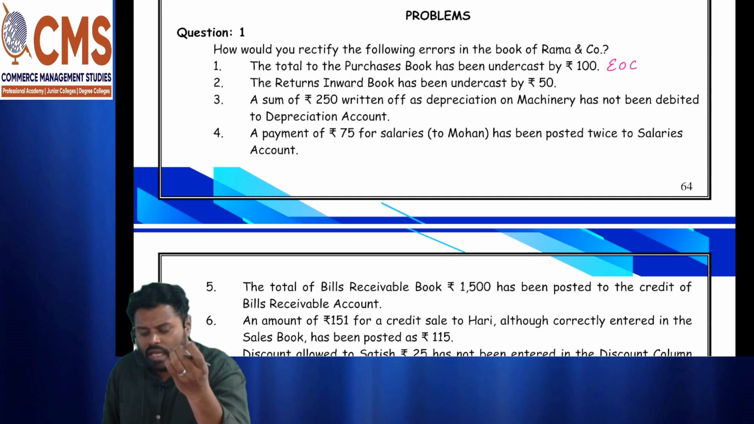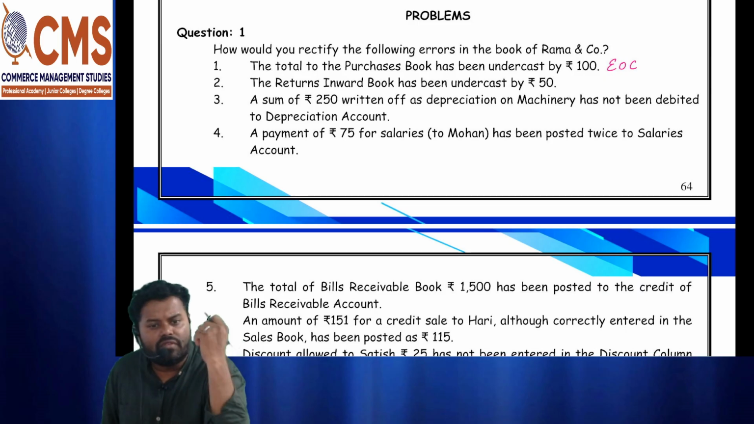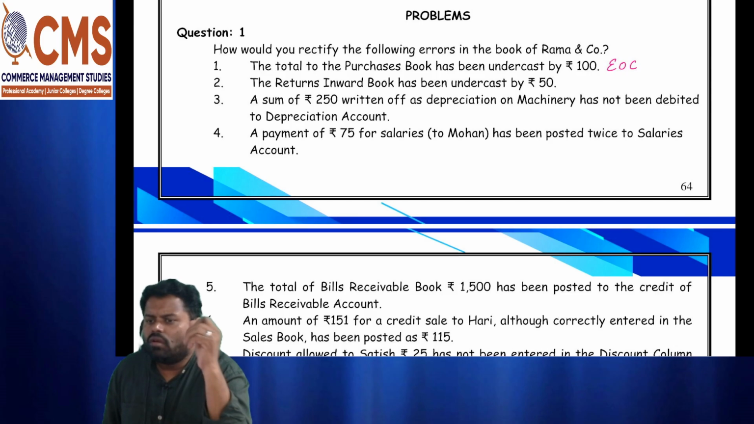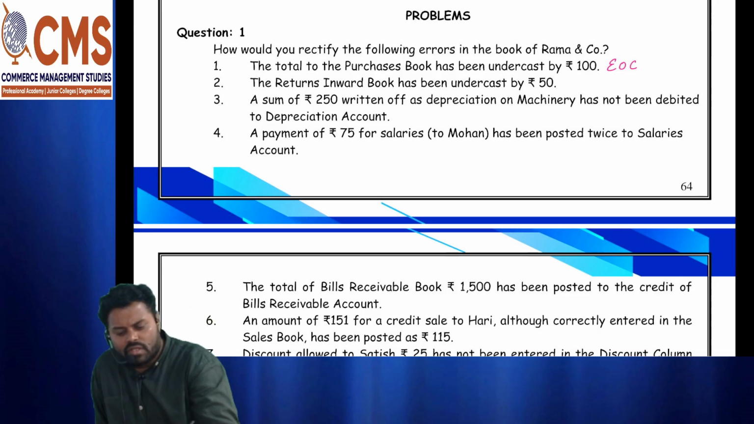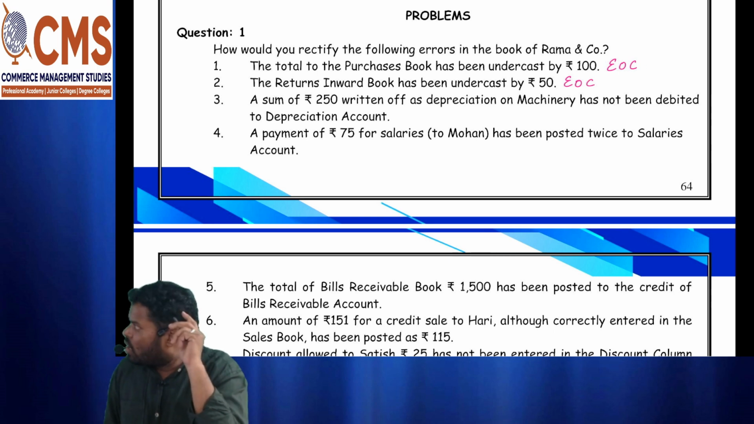The returns inward book has been undercasted by 50. Same story. Which account is wrong? Sales returns account or returns inward account, either way. So sales returns account is undercasted. Sales returns account will show debit balance. There is a shortage in debit by 50. Again, I will debit that account with 50. Even this is an error of commission. Only one account went wrong.